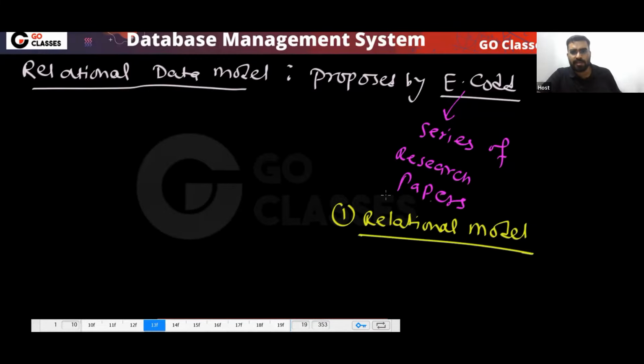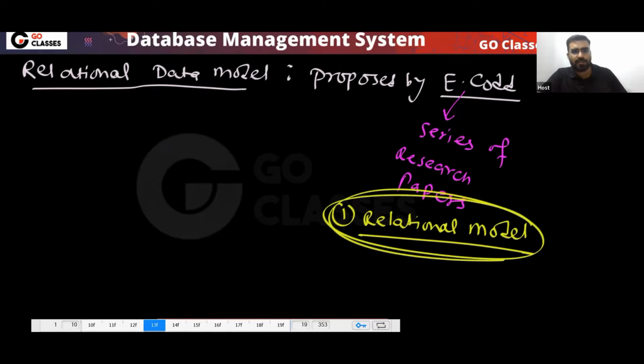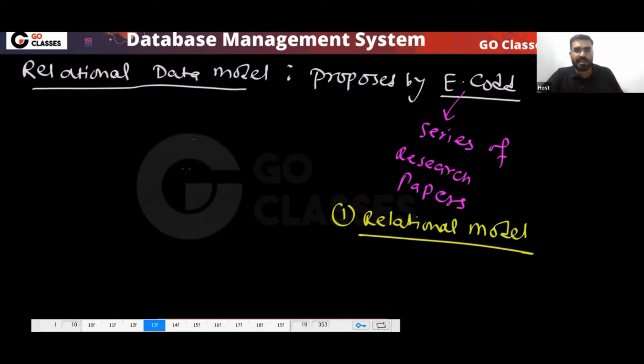For example, in the relational model, data is represented as a table. You have rows, columns, domain, key, primary key, candidate key, super key, and the concept of null. Every concept that we have seen in the relational model was described in this first paper, like integrity constraints: entity integrity constraint, referential integrity constraint, domain integrity constraint, key integrity constraint.